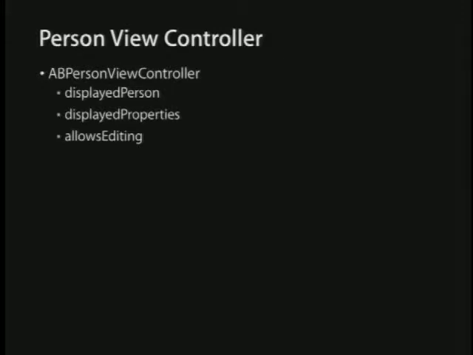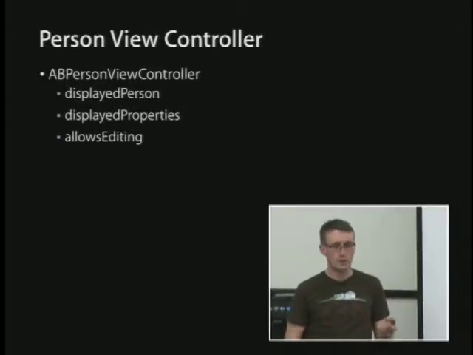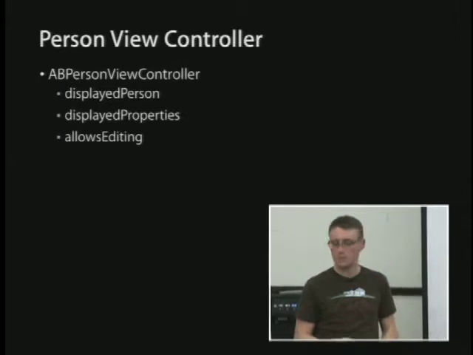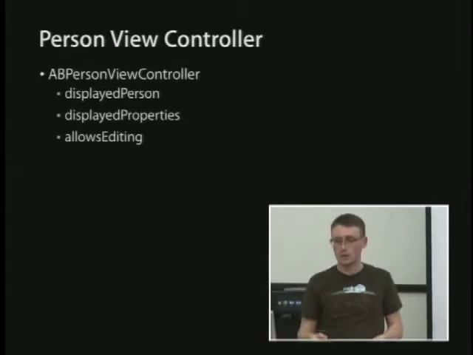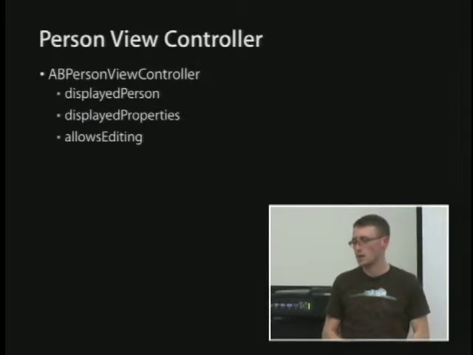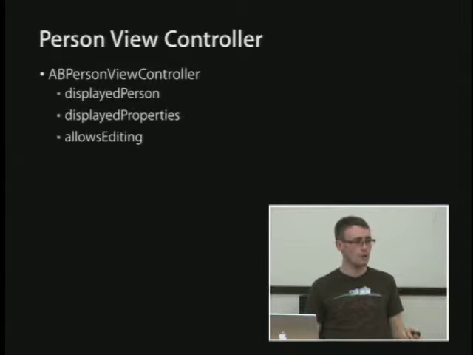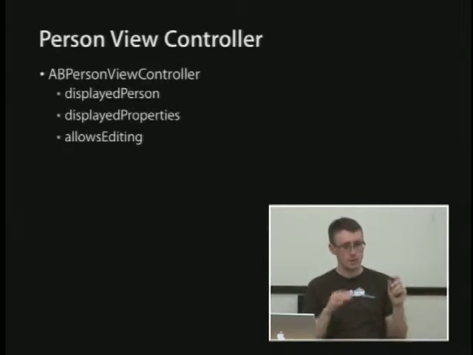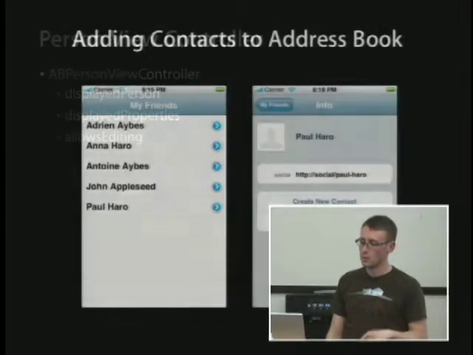In order to add that, we're going to go back to this class I mentioned at the very beginning, the AB person view controller. It's got 3 properties that are interesting in this case. The displayed person, what person to actually show. The displayed properties, you can decide that you only want to show phone numbers and email addresses for some reason, or you can just show them all and not worry about it. And whether to allow editing. That's what gives you the little edit button. You can let the user change everything after that.